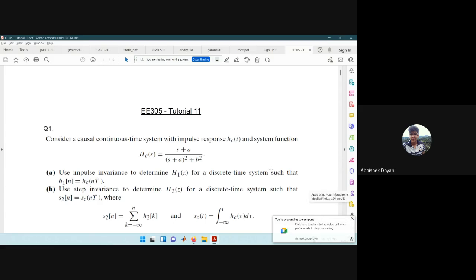Is my screen visible to you all? Can you see the PDF?